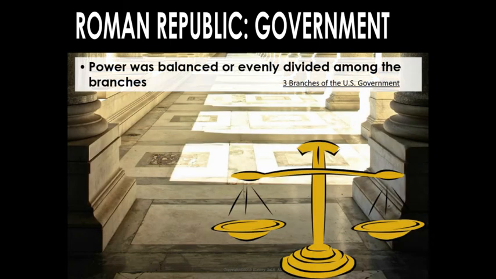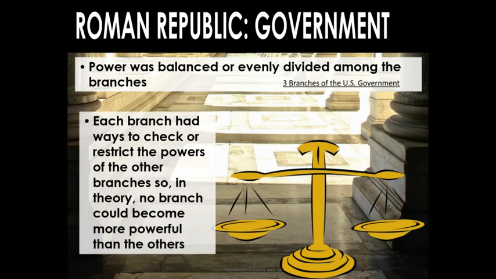And power was balanced evenly among the branches. So no one branch was able to take over. It's what we call checks and balances. So if one branch took too much power, the other two branches had a way to check them and not let them take over and have too much power. Each branch had ways to check or restrict the powers for other branches. So in theory, no branch could become more powerful than the others.